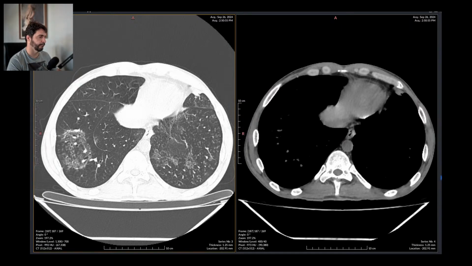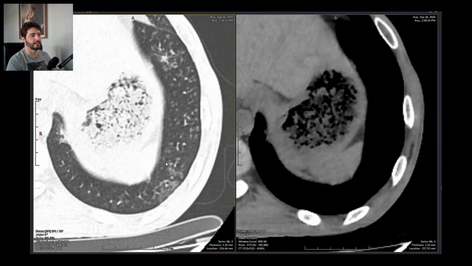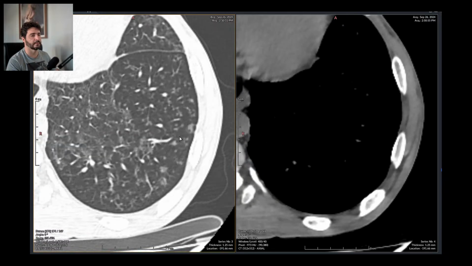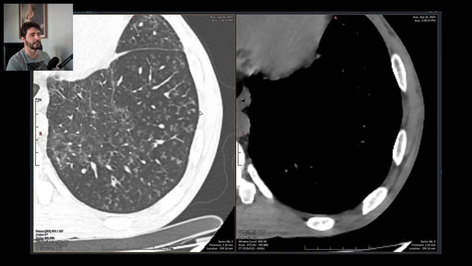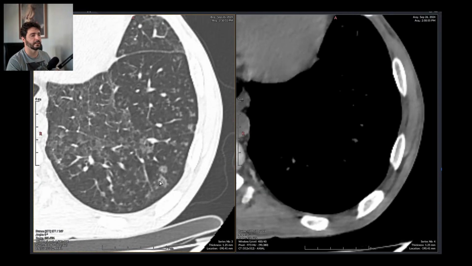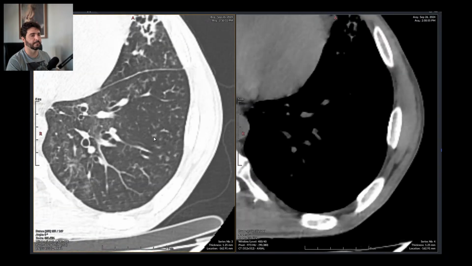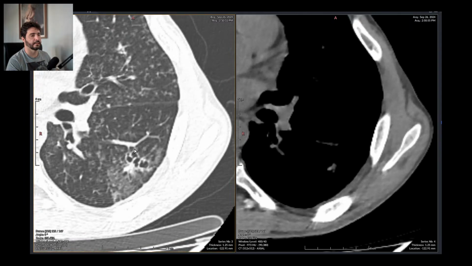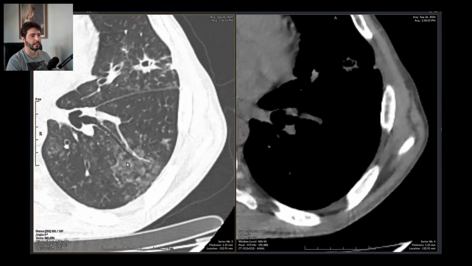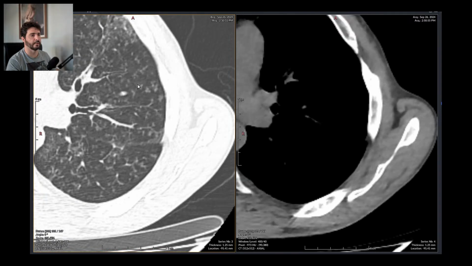So yep, it is tree in bud. I'm just going to close up on it so you guys can see, or check that out. Tree in bud presentation, classic tree in bud presentation. So in this particular case, I suppose this is a mucus obstruction of small airways.